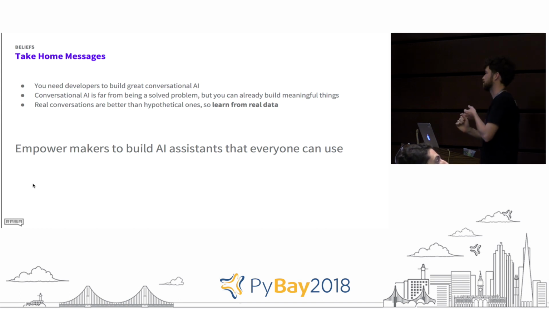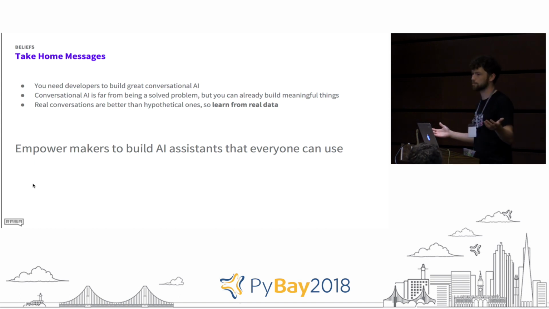Third one, I can't stress this enough. Real conversations are more important than hypothetical ones. So don't stress about building your flowchart of what might happen. Give it to people and see what does happen. And finally, just a reminder, what are we all about? What do we see ourselves as doing? We ship a lot of applied research into open source libraries so that everyone can actually build better, more meaningful contextual AI assistants.